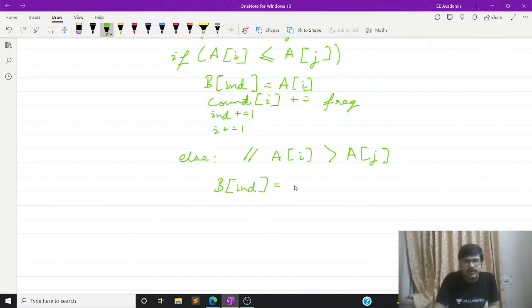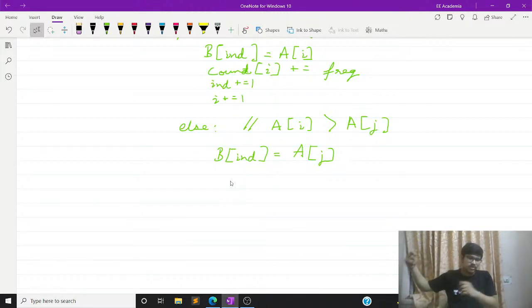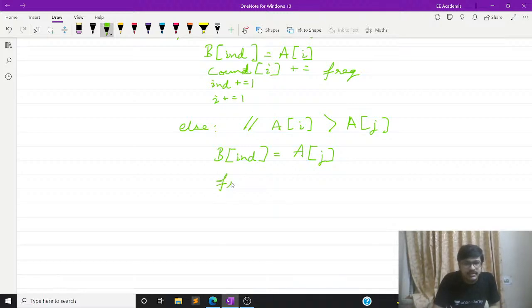B of index is going to be the element A of J, but we don't increment the count here. Why? Because it is already in the right half, so I cannot know anything about the number of elements smaller than this. For the elements of the left half, I know some elements are smaller than this, right? So I will just put this element here, and frequency will be equal to frequency plus 1.